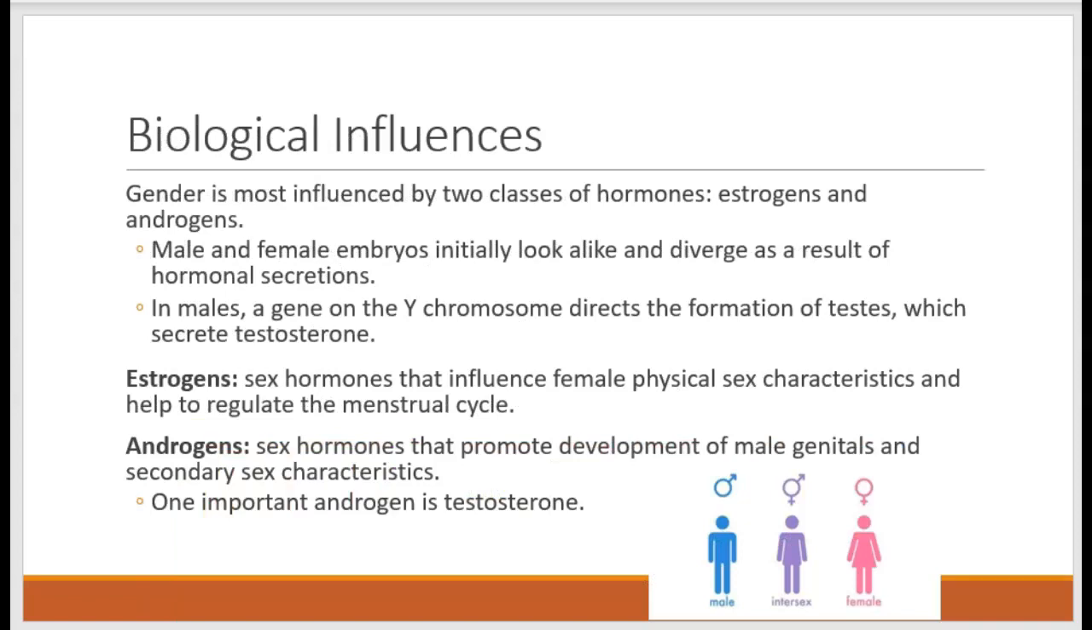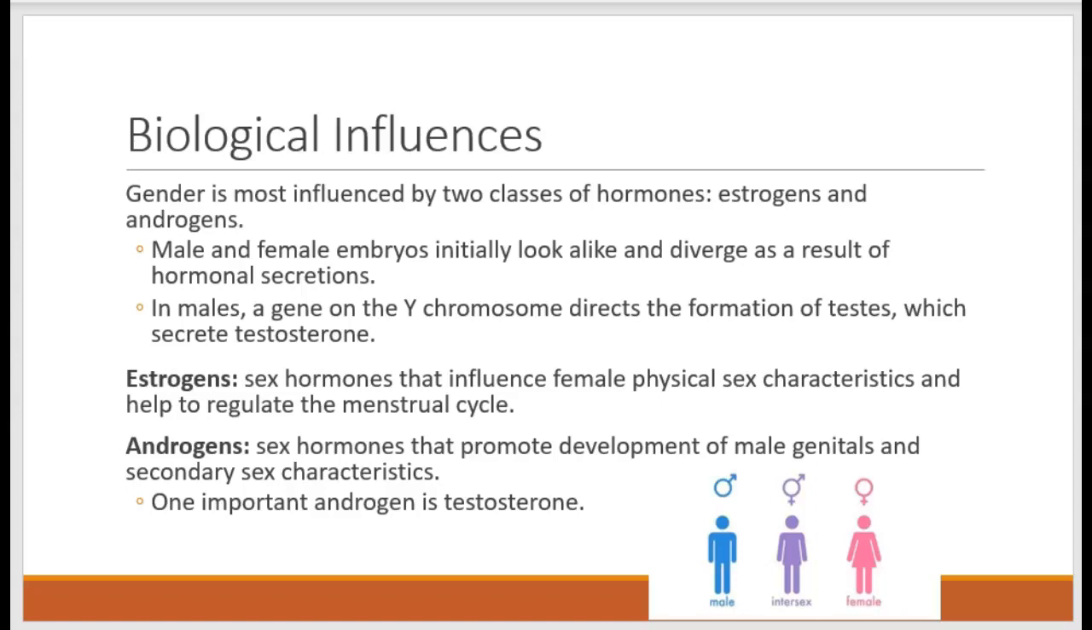Some biological influences on gender. Gender is mostly influenced by two classes of hormones. These are estrogens and androgens. During prenatal development, male and female embryos initially look identical, and then they change as a result of hormonal secretions. So in males, there's a gene on the Y chromosome, and that creates a cascade of changes that directs the formation of the testes, which then begin to secrete testosterone. If that particular gene on the Y chromosome doesn't activate, or if the person doesn't have a Y chromosome, then that process doesn't happen.